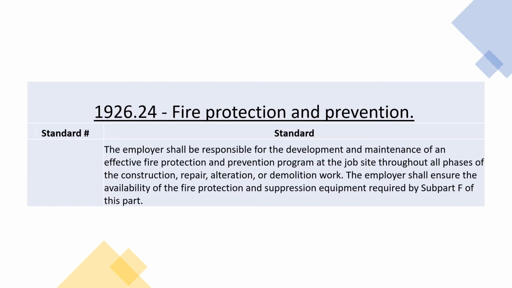1926.24 Fire protection and prevention. The employer shall be responsible for the development and maintenance of an effective fire protection and prevention program at the job site throughout all phases of the construction, repair, alteration, or demolition work. The employer shall ensure the availability of the fire protection and suppression equipment required by Subpart F of this part.